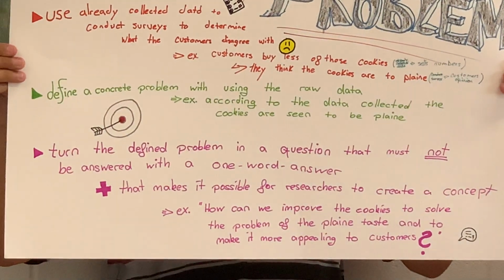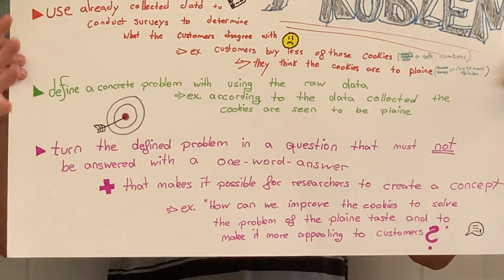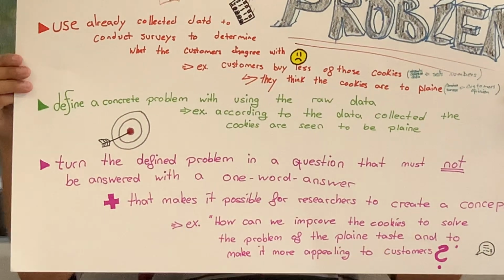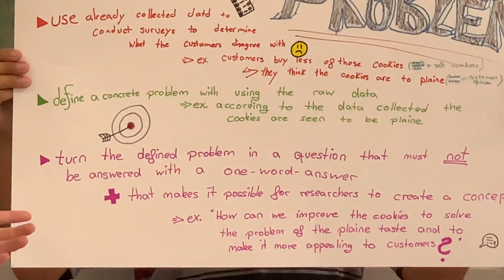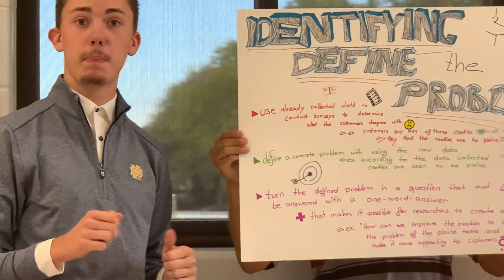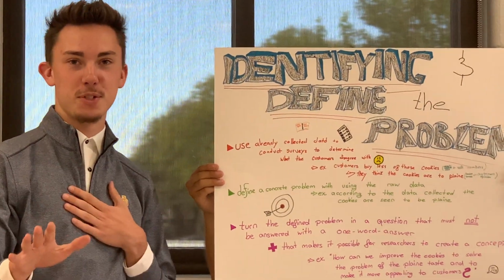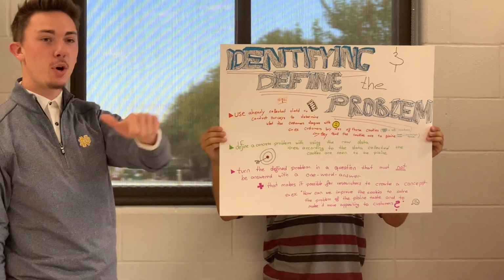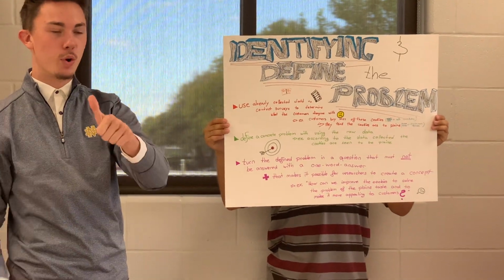Then the second step we're going to do is define a concrete problem with the use of the raw data, which means we are just taking all the data we collected together to define a problem. In our case, we could say, according to our data, the cookies were plain. No offense to Ms. Wales, but the cookies were really plain. So the problem we have is the cookies were plain.